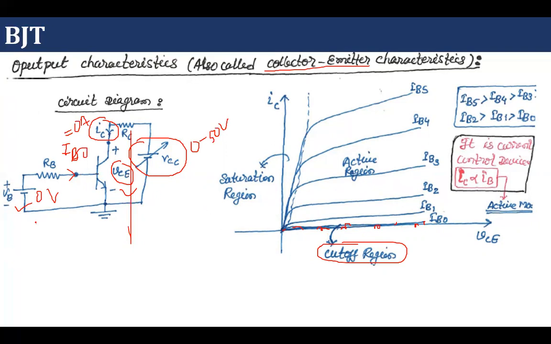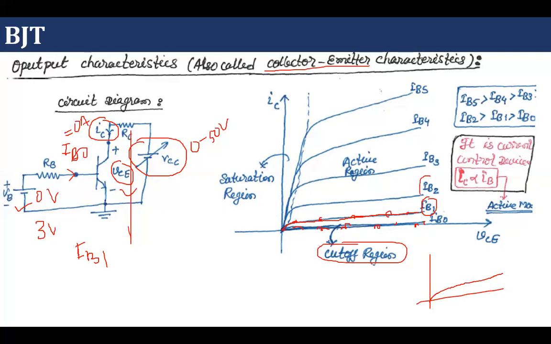Now suppose I am increasing this voltage to 3 volt, so some base current will flow through the base terminal. Let us consider this is IB1. So if IB1 is the base current, the characteristic graph will be like this. Initially it will start from 0 and go like this. It is not parallel to the x-axis; it is slightly inclined, having a slight slope with respect to the x-axis.